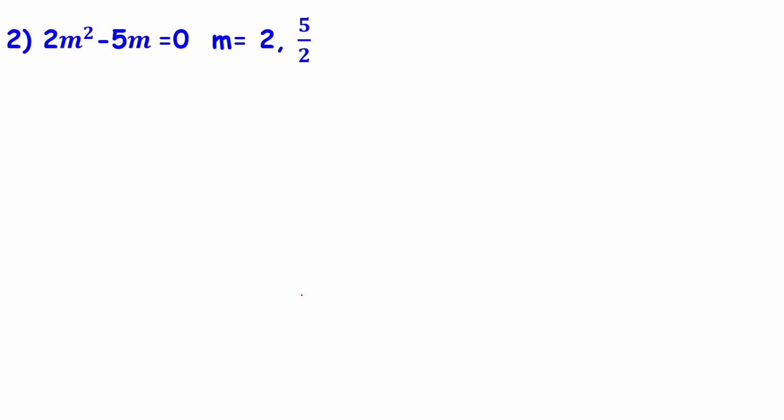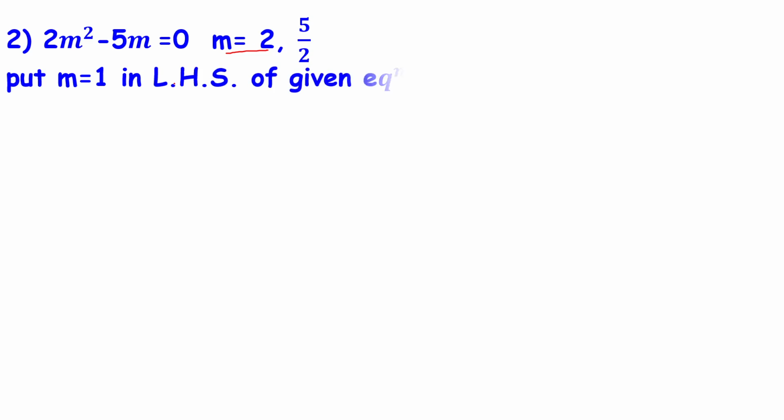Second, 2m square minus 5m is equal to 0, and the values of m given are 1, 2 and 5 upon 2. Put m is equal to 1 in the LHS of the given equation. What is the LHS of the given equation? 2m square minus 5m. Replace this m by 1. That means 2 into 1 square minus 5 into 1.